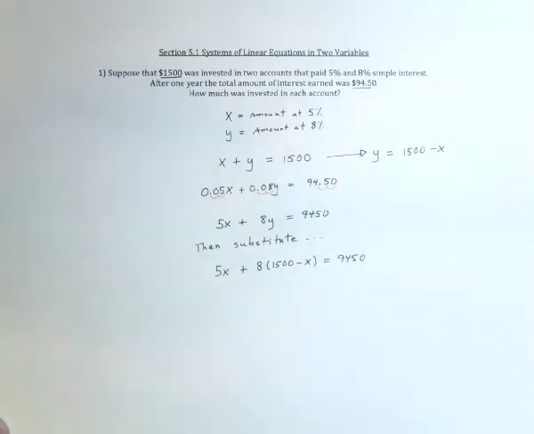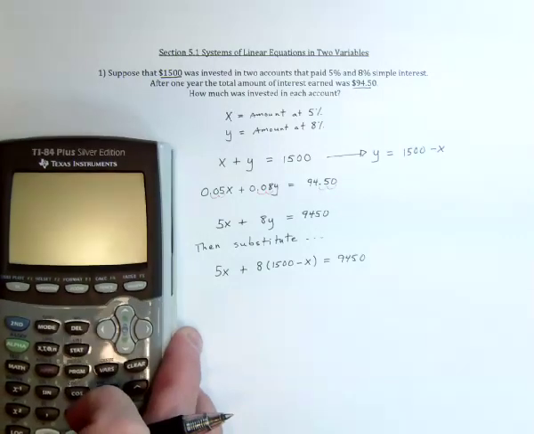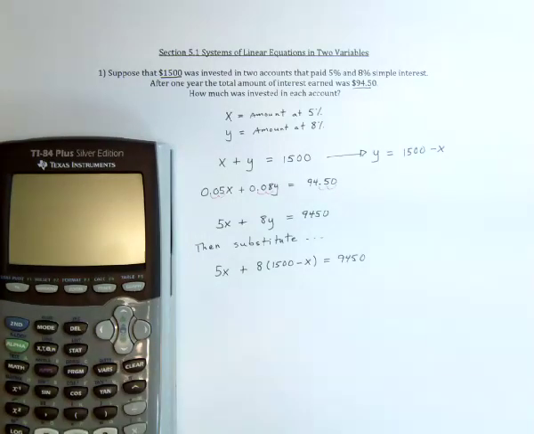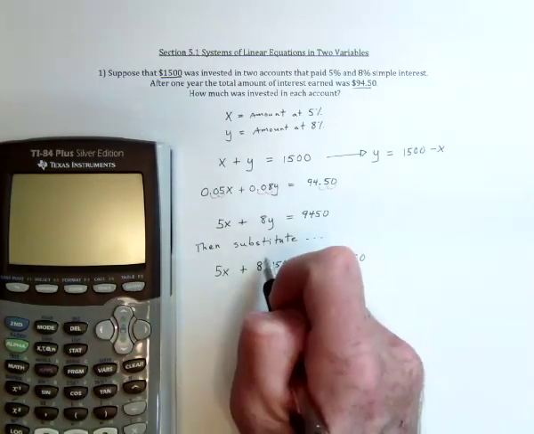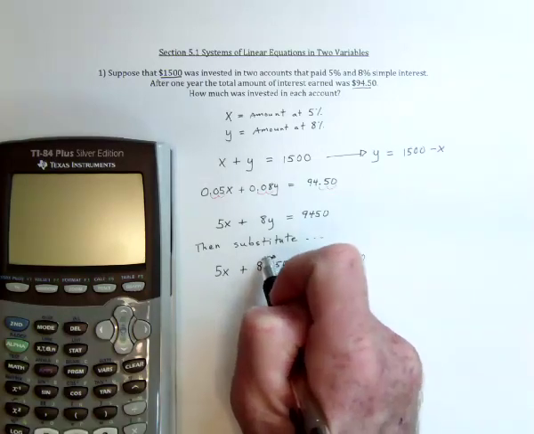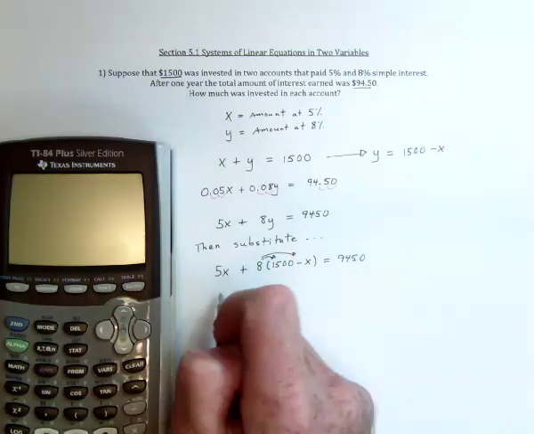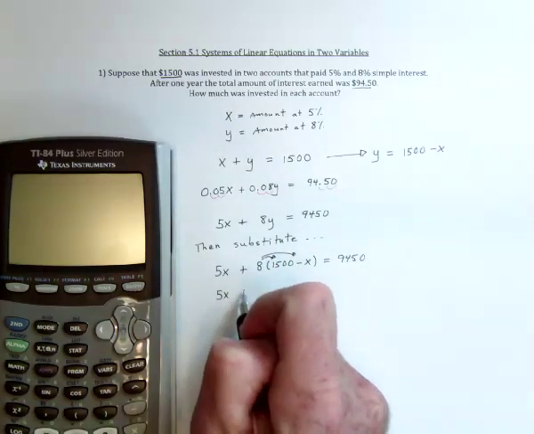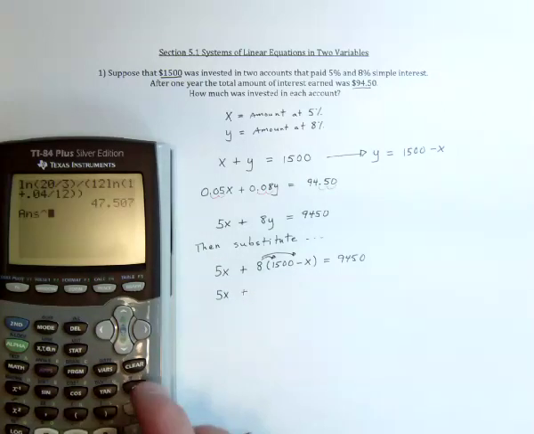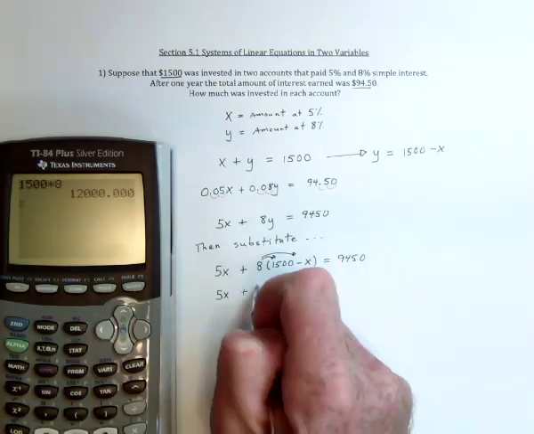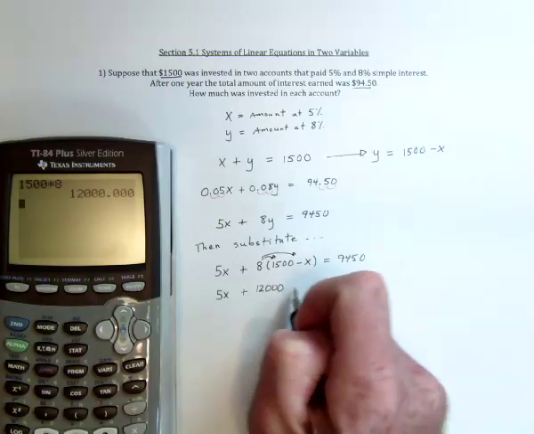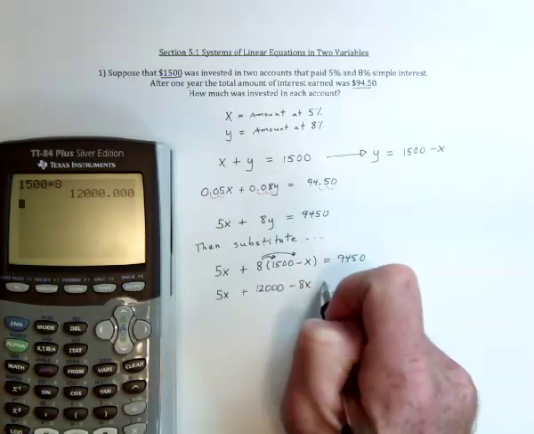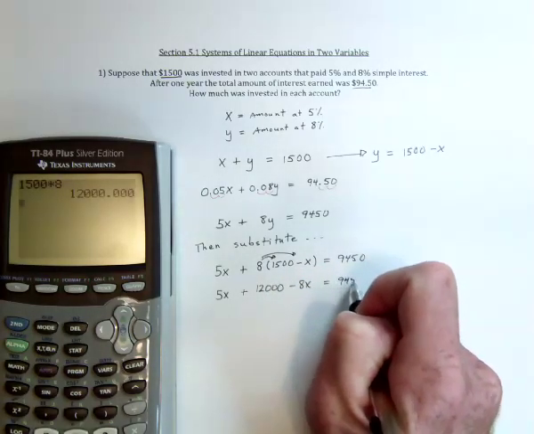And now we have a single equation with a single variable, so we can use some algebra to solve for that. One thing we need to do is distribute this 8, so we'll have 5x plus 1,500 multiplied with 8, 12,000, minus 8x equals 9450.